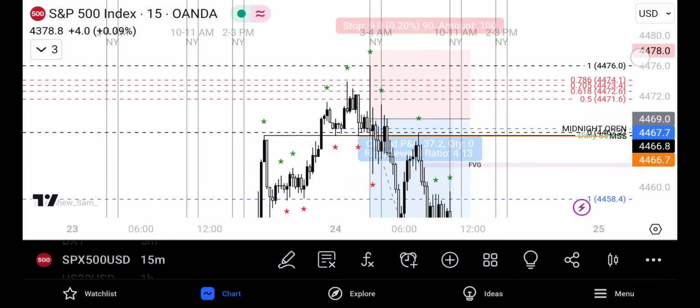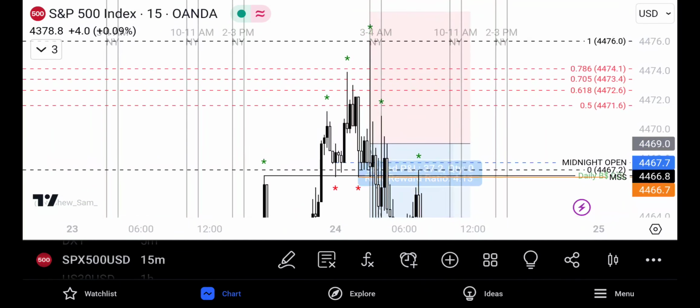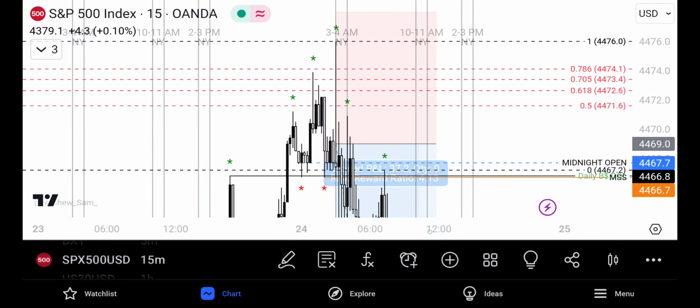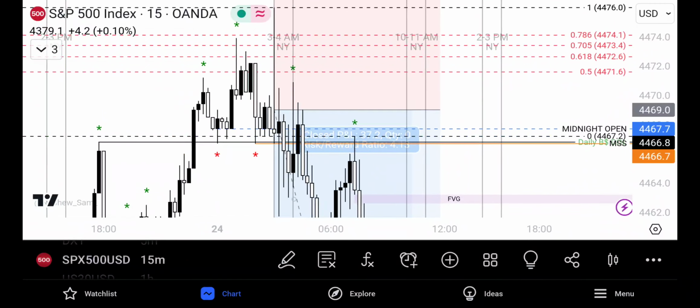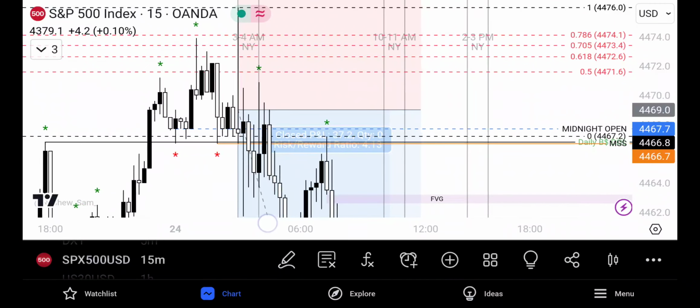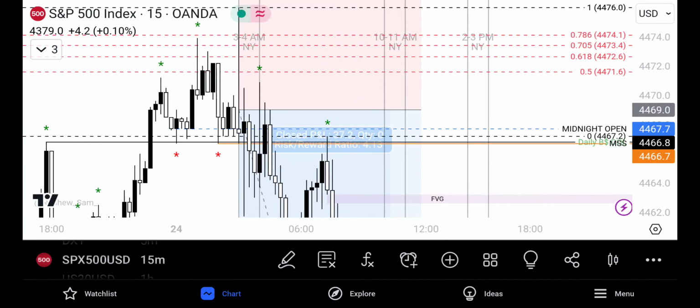I'll show you guys. All right, so for me, a market structure shift is a close above or below a swing point. So this low put in this high right here. I had a break here on the 15 minute, and that's how I knew it was going to go bearish, and I've been expecting it to go bearish all week.